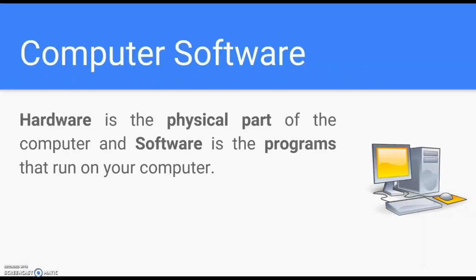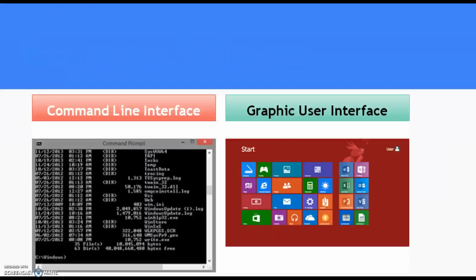Hardware is a physical part of the computer and software is the programs that run on your computer. As I went around the class and asked some of you what is hardware and what is software, you were able to identify that. Hardware was everything around us, from the monitor, keyboard, mouse, CPU or tower. So that's the first section.